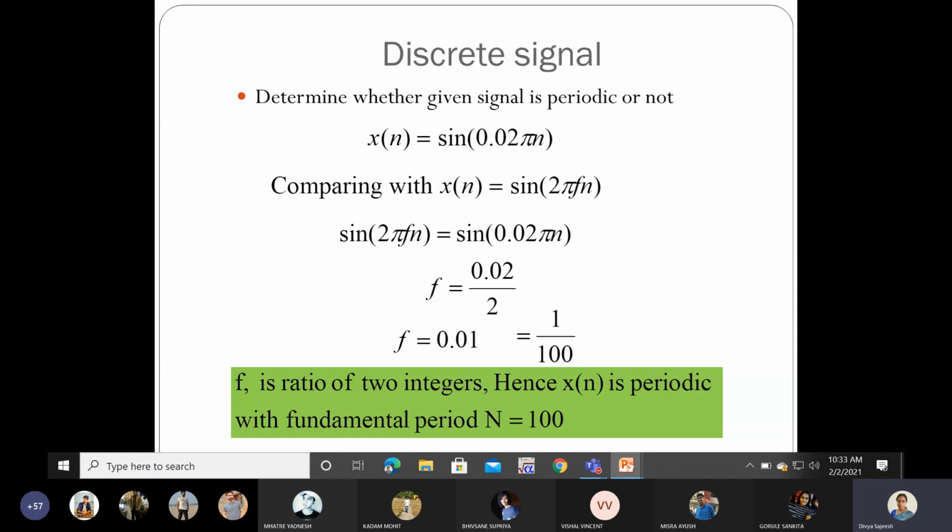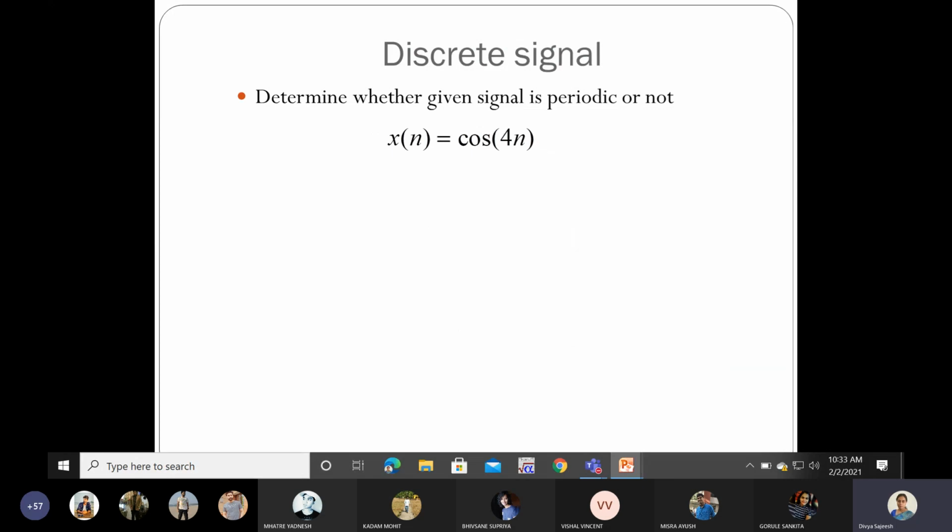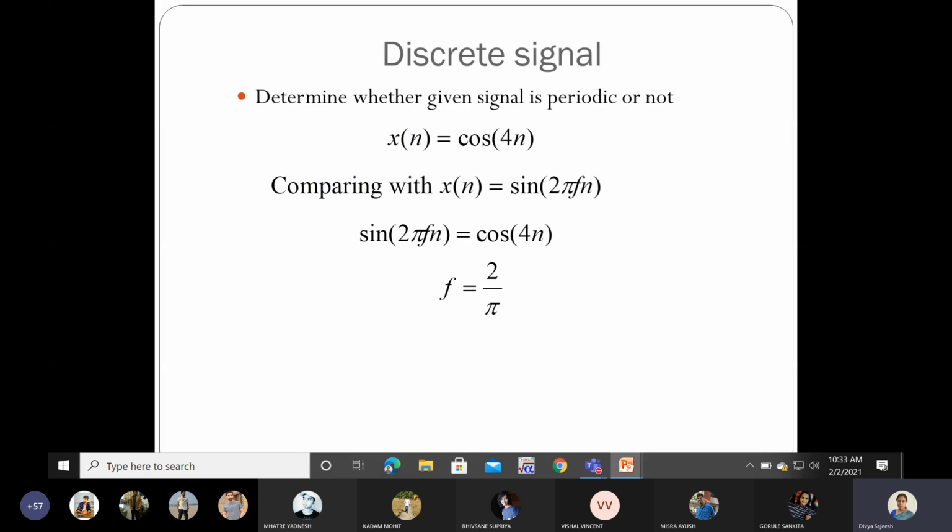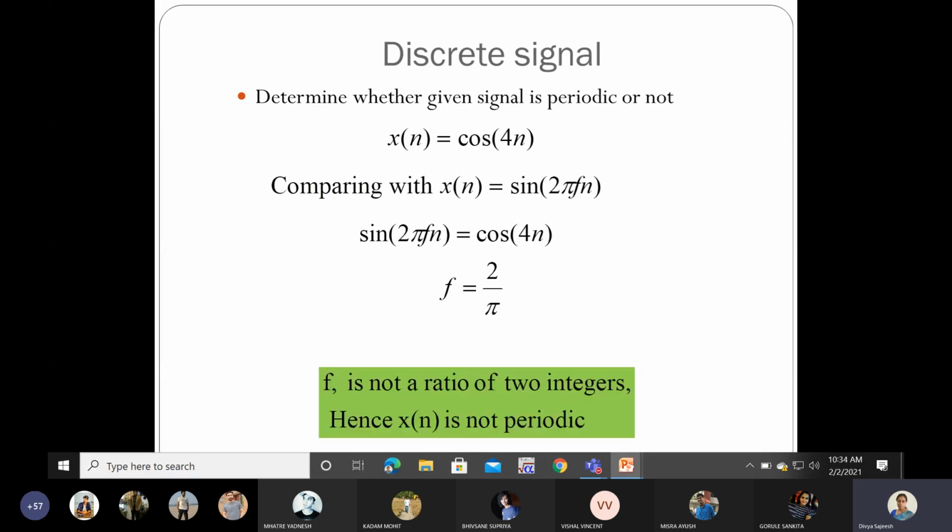Similarly, let us now see one more example. x of n equals cos 4n. For this also we will check the periodicity. First compare it with the general equation cos 2 pi f n. Sorry, it is not sine, it is cos. Comparing, you will obtain f is equal to 2 by pi. So here f is not a ratio of two integers, because pi is not an integer. So I cannot say x of n is periodic.